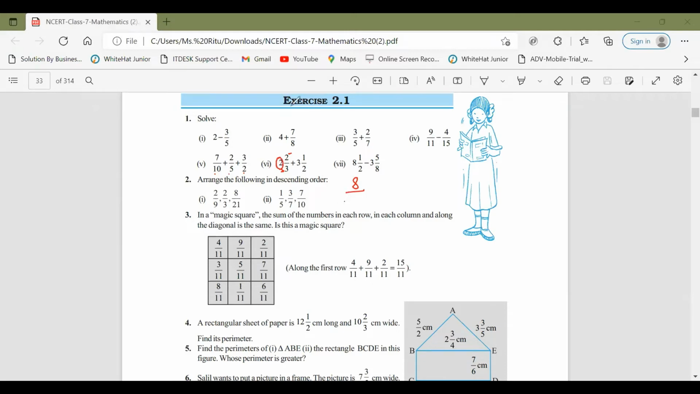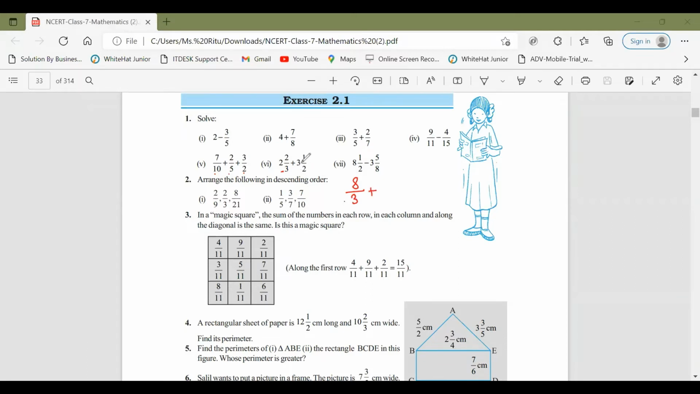So let me tell you again what to do. The whole number that is written, multiply it with the denominator. The answer that comes, add it to the numerator. So this is coming. The denominator would remain same in the denominator. Now same way we will do the next one.